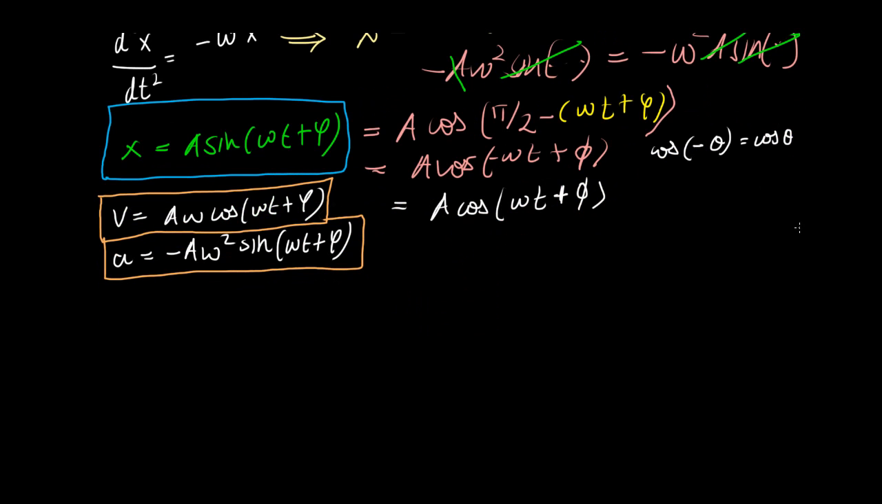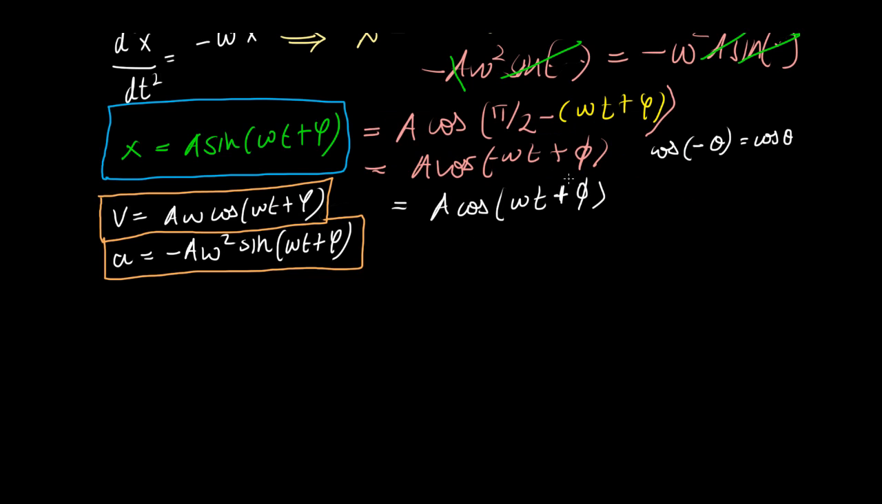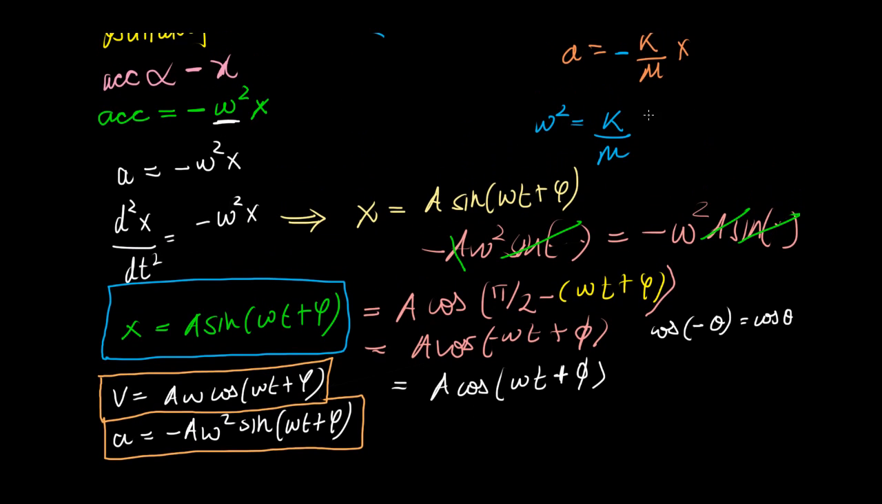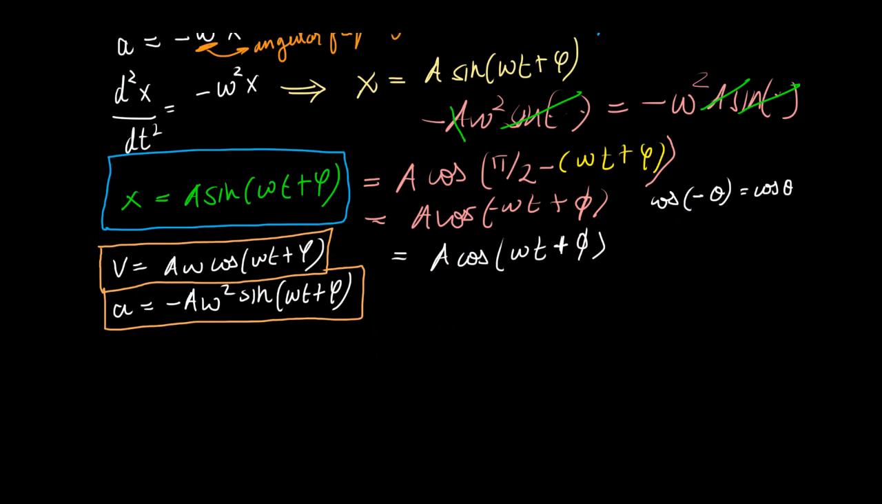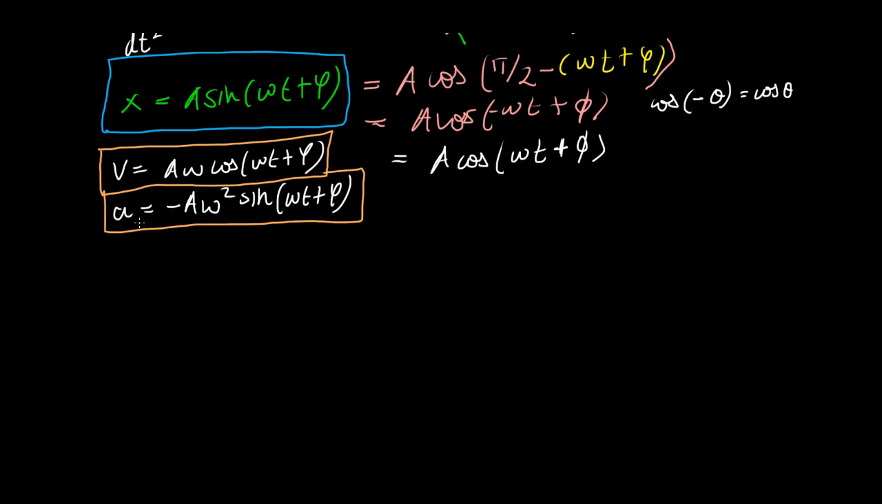There's one more thing that I forgot to mention: the omega which we have defined here is called the angular frequency. And there's one more parameter, besides displacement, velocity and acceleration, which is the time period of the oscillation.